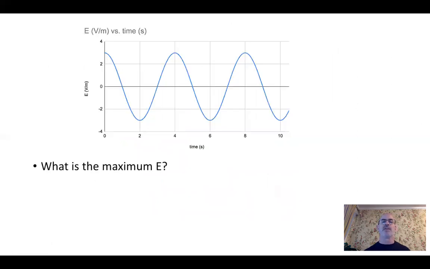In this case, the maximum value of this function is the maximum electric field. So what is the maximum electric field in this case? It looks like it's about 3 volts per meter. And remember, electric field can be either volts per meter or newtons per coulomb. What is the period? You might want to pause for a second and see if you can figure it out. An entire wave goes from crest to crest or trough to trough. From crest to crest, it looks like 4 seconds, and trough to trough, 4 seconds. So the period is 4 seconds.